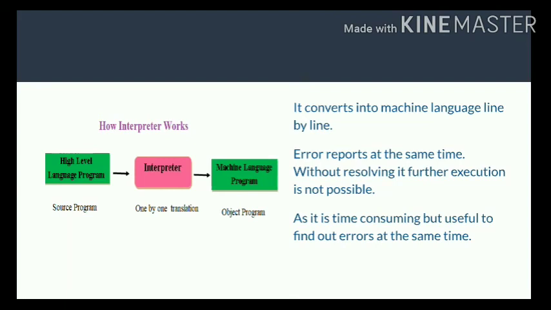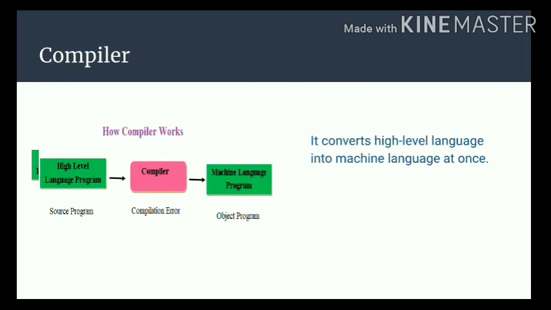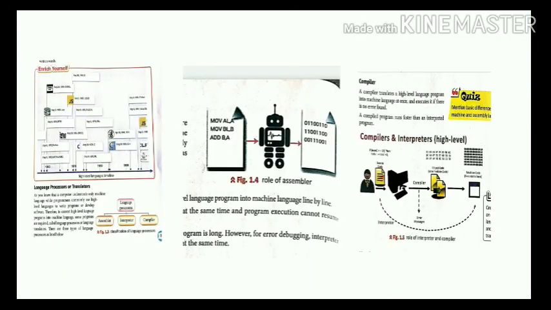And the next is the compiler, which translates a high level language into machine language at one execution, and executes it if there is no error found. If there is an error, then first we have to solve that error, then the further execution will take place. A compiled program runs faster than an interpreted program. So these are the different languages, and these are the translators that are used to translate into machine languages.